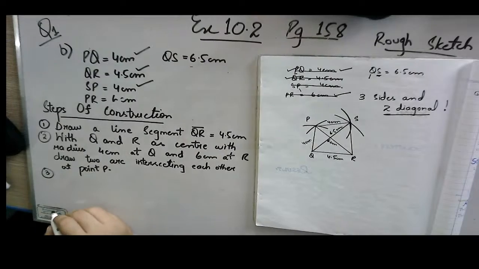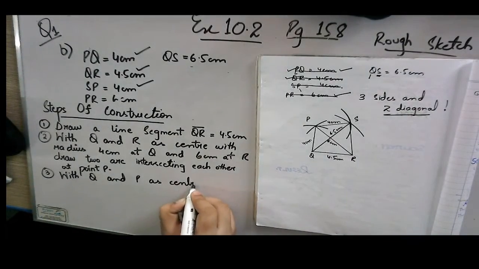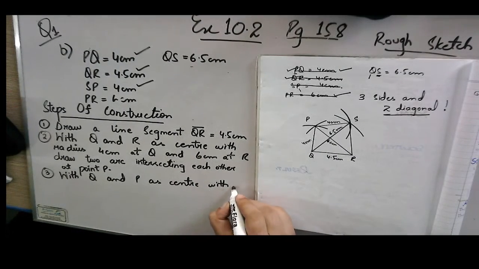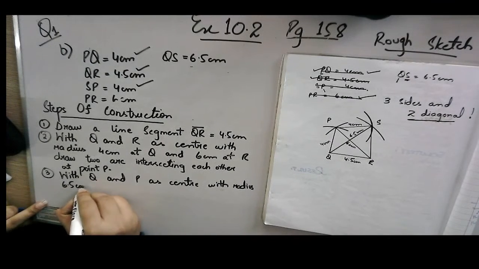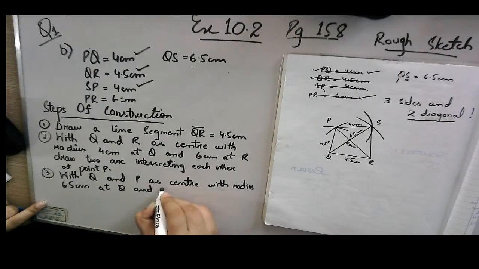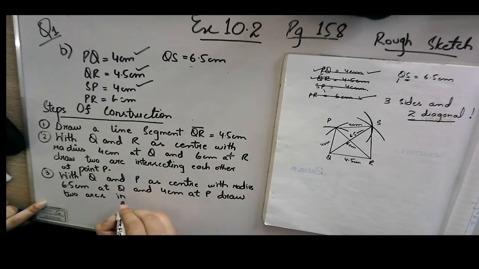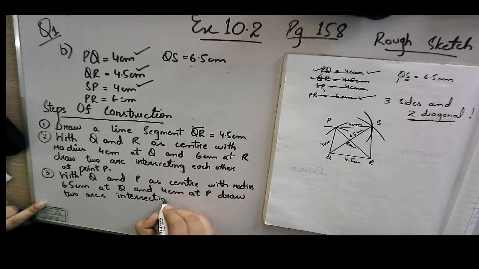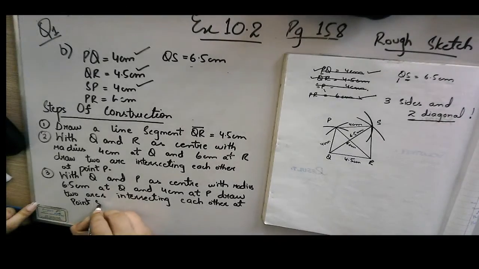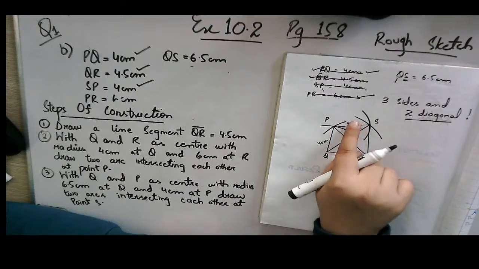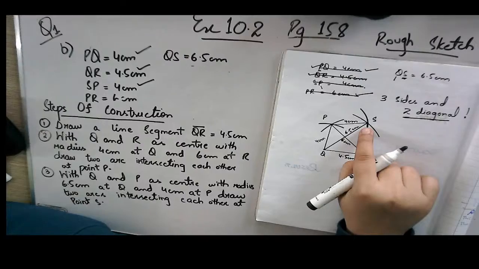Now the third point is with Q and P as center, with radius 6.5 centimeter at Q and 4 centimeter at P, draw two arcs intersecting each other at point S. Now from point Q and point P you have to mark two arcs, which meet at point S. From point Q you have to mark 6.5, and from point P you have to mark 4 centimeter.